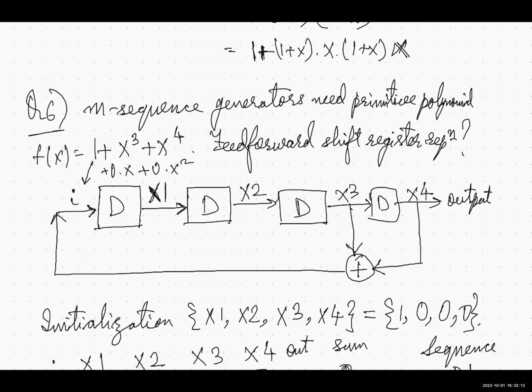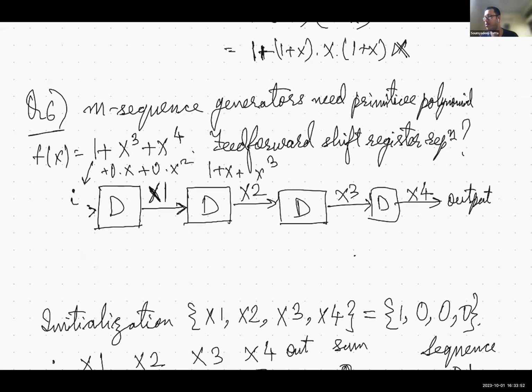Sir, can you give an example of another polynomial and draw its diagram? Yeah, I can just modify this. Instead of 1 plus x cube plus x to the power 4, let's say you have 1 plus x plus x cube. One is just the input line, which indicates that you feed it back here. Which two should I add? I have added a circuit here. x1, yes, and x cube.